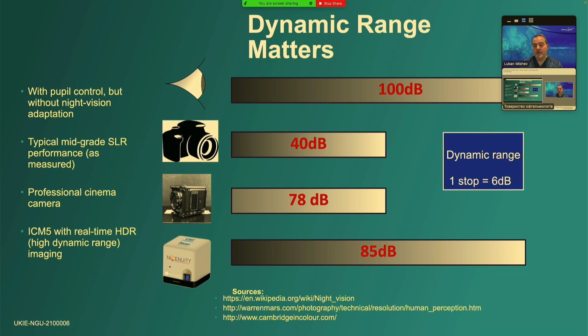Why do I make this comparison? In order to compare it with mid-range DSLR or high-end cinema cameras, which have basically between 40 to 78 decibels. The Ingenuity camera has 85 decibels, meaning it's closer to the human eye, which is a good thing.